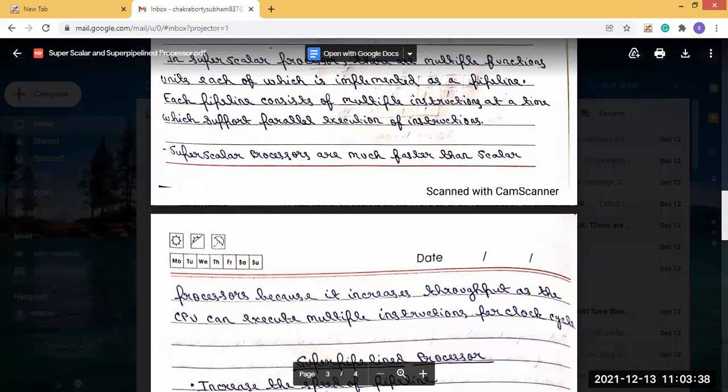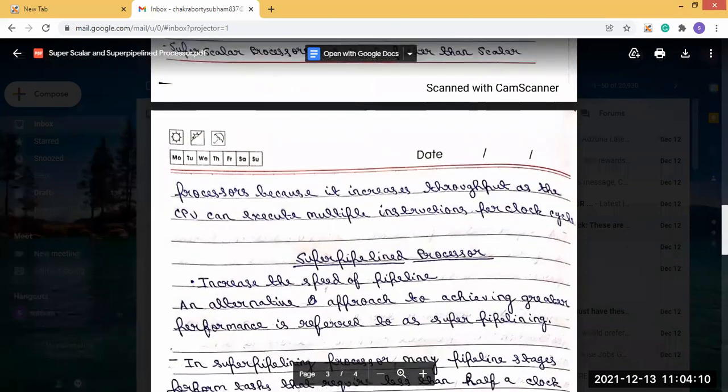So this is the superscalar processor. And the last processor we will see is the super pipelined processor. From the name, super pipelined suggests increasing the speed of the pipeline. So this is called a super pipelined processor, and it is basically used to increase the speed of the pipeline.